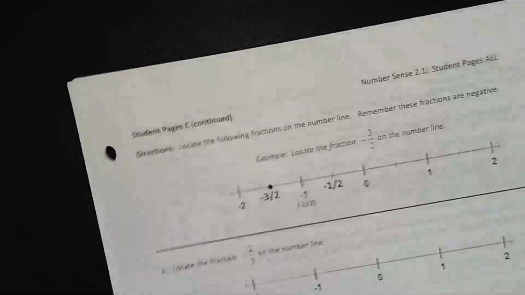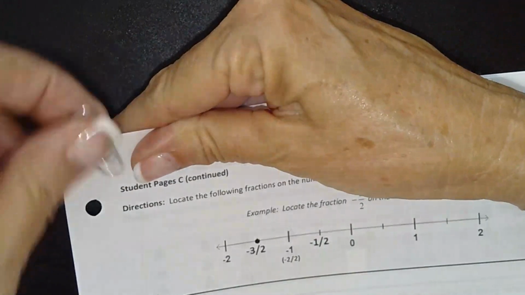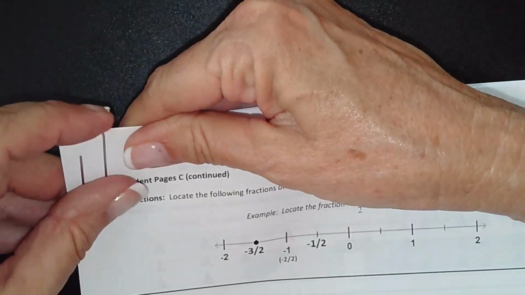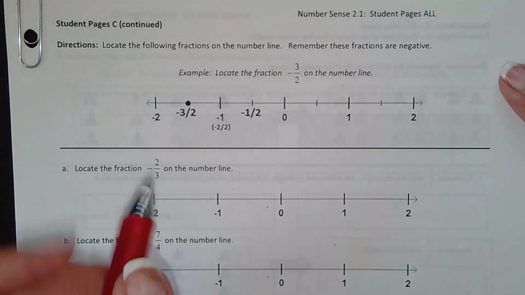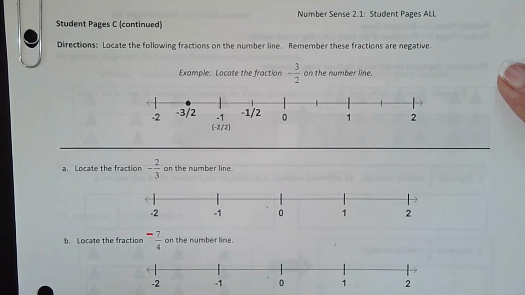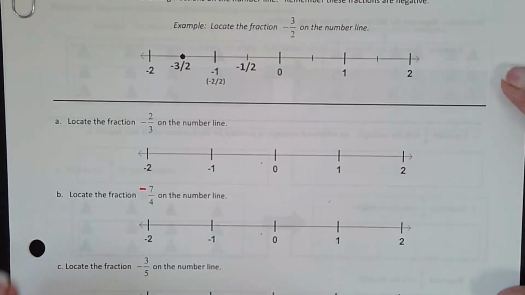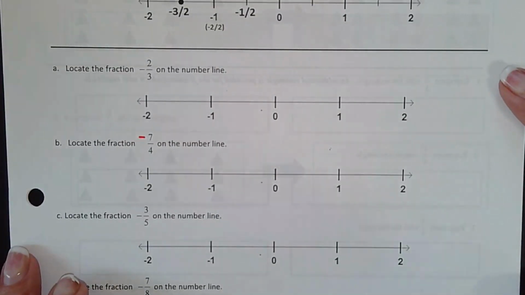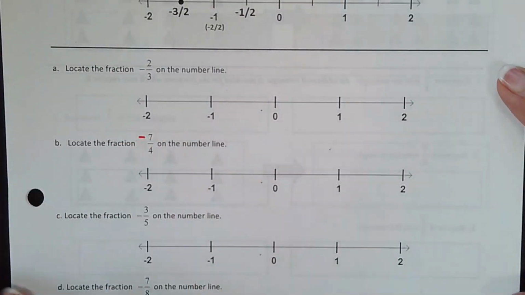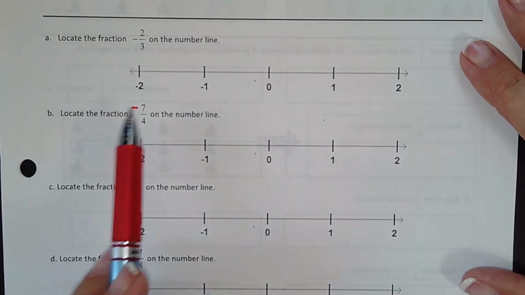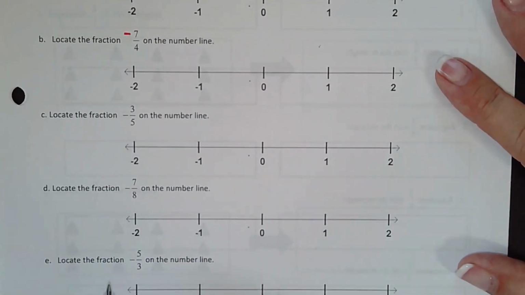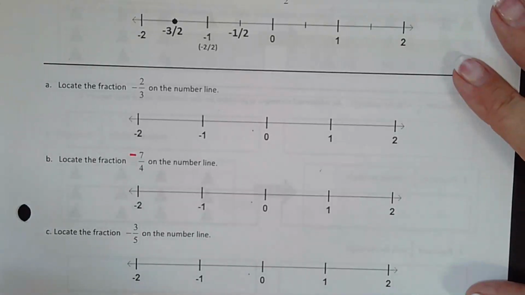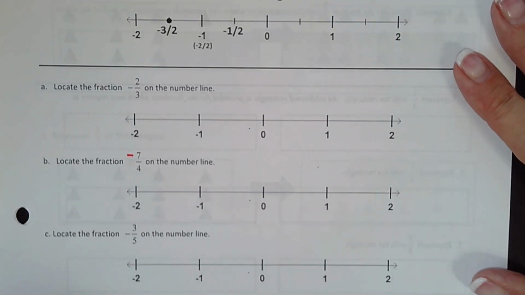Okay, let's see if we can do one more page, because this is the last of student page C here. Now we're going to do the same thing, but on the negatives. And this, by the way, is supposed to be a negative. So -2/3, -7/4, -3/5, and it looks like somebody put liquid paper there, and I know I didn't. -3/5, -7/8, -5/3. So these will all be to the left of 0.